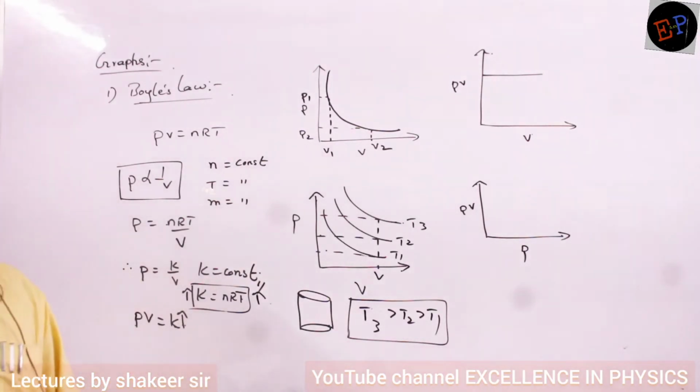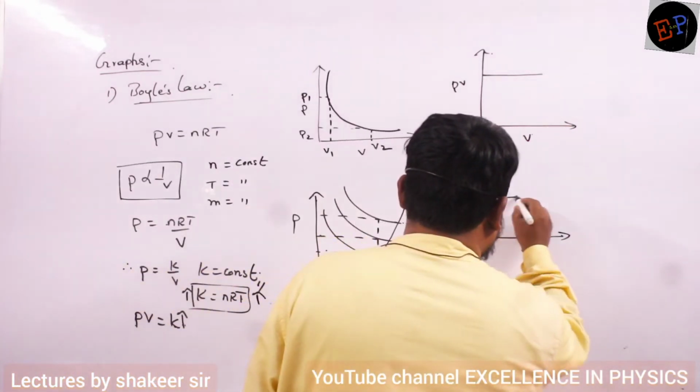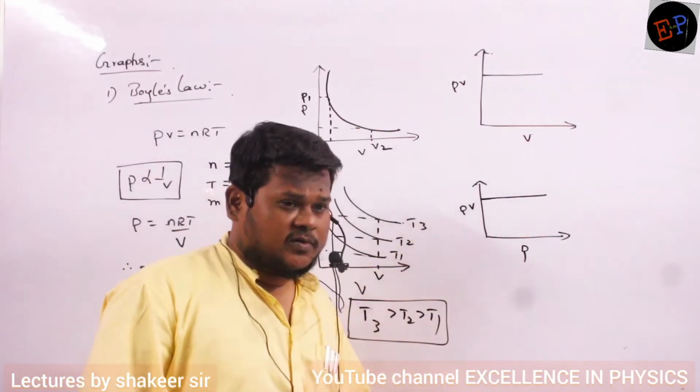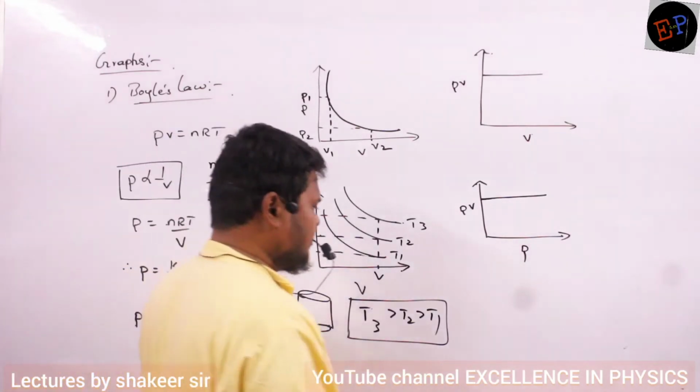Are you able to understand? Now, what about this graph? This graph is also parallel to x-axis. Clear, ma? Because product of pressure into volume is never going to change. It is always a constant. Okay. One more graph. Clear, ma?